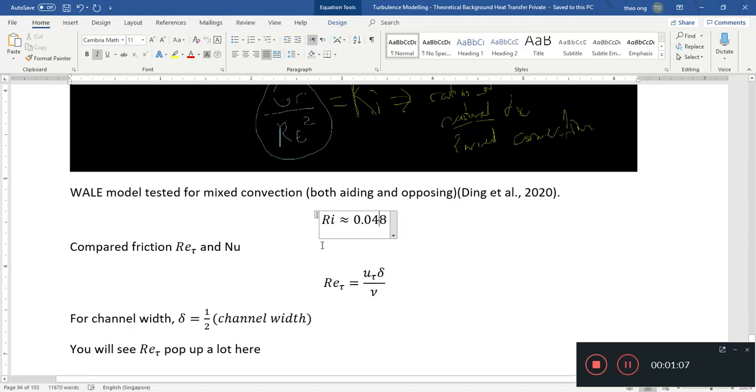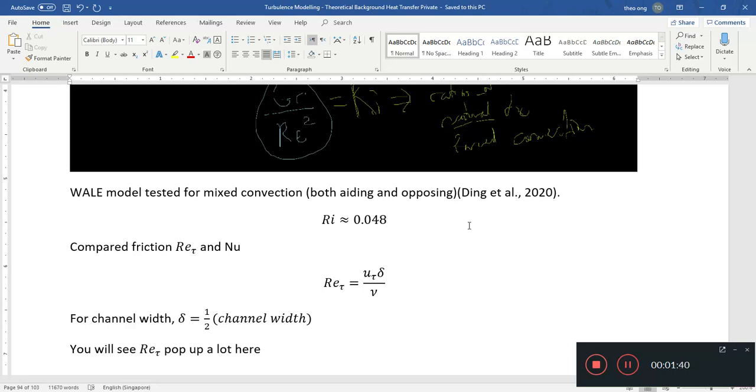So this is the Richardson number, which is very important. In this model, which was tested for mixed convection, the Richardson number was 0.048, which is less than 0.1. So for the most part, you can neglect the natural convection bit. But as we will find out shortly, the paper actually reported that this natural convection had a very significant effect on the Nusselt number.